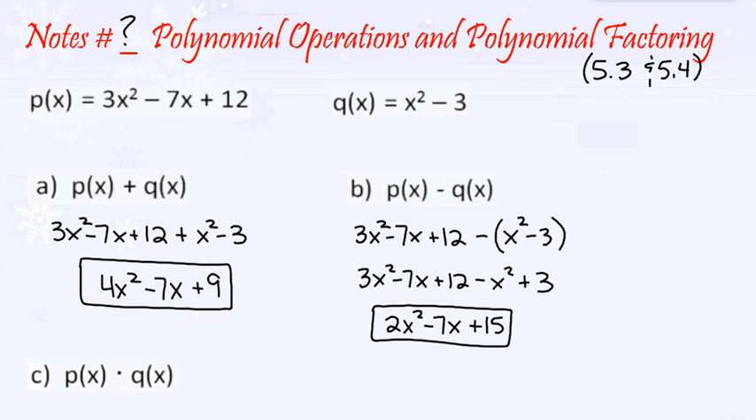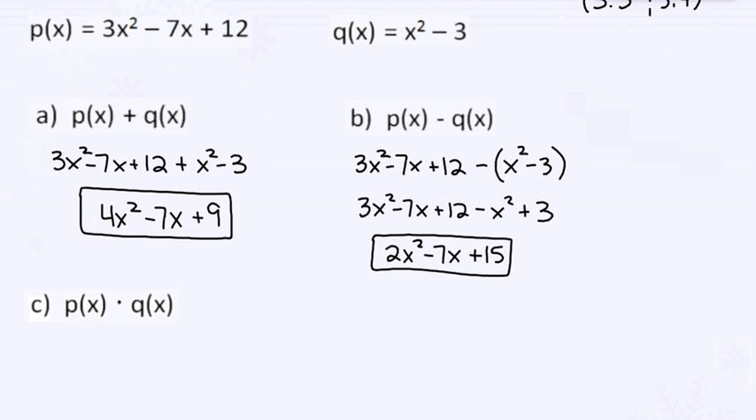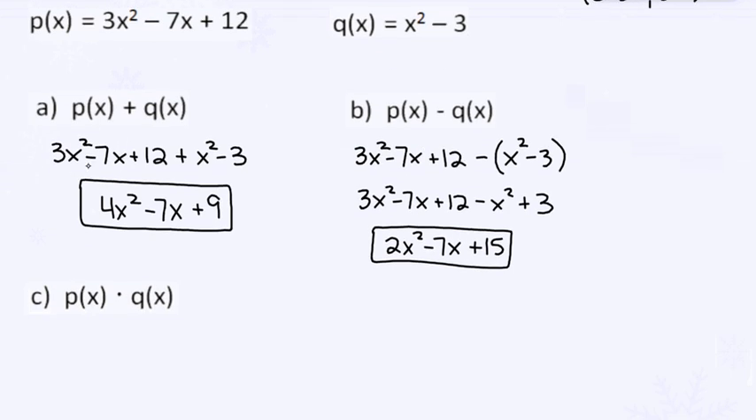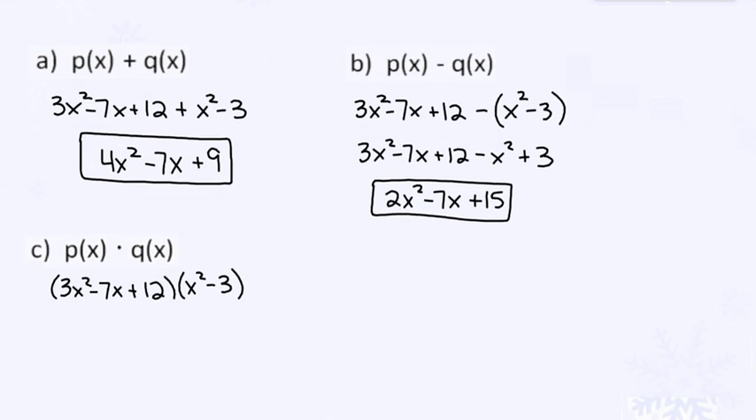And then we're also going to multiply. So we're multiplying a trinomial, p of x, it has 3 terms, by a binomial, q of x, it has 2 terms. And there's a lot to keep track of when you do this, and people have different ways they like to keep track of things, so I'll demonstrate for you a couple of different ideas.